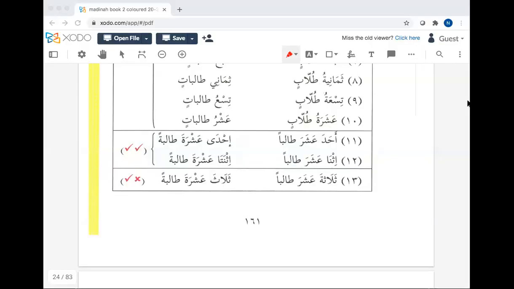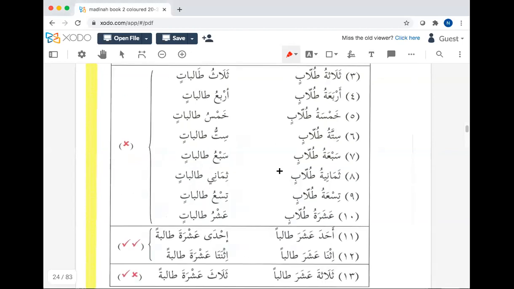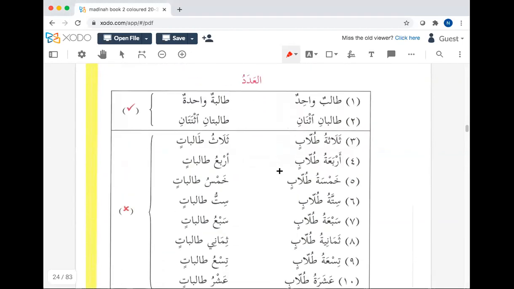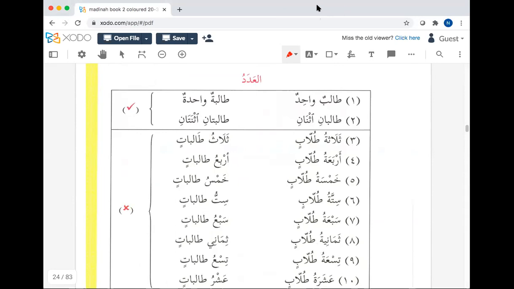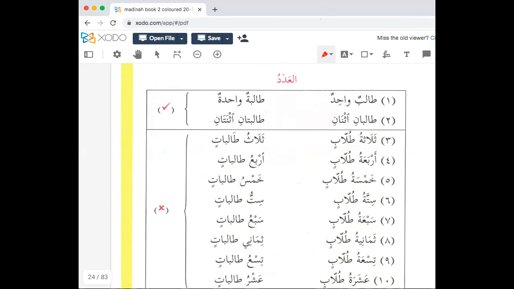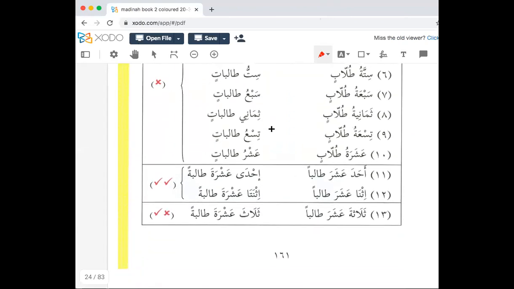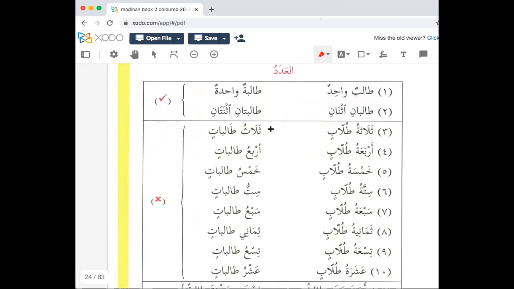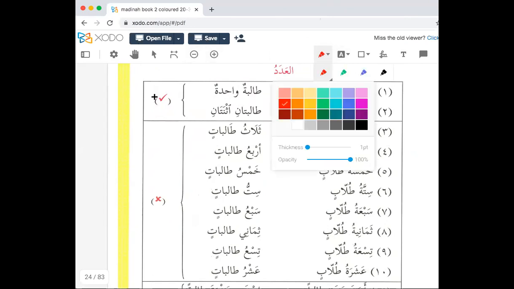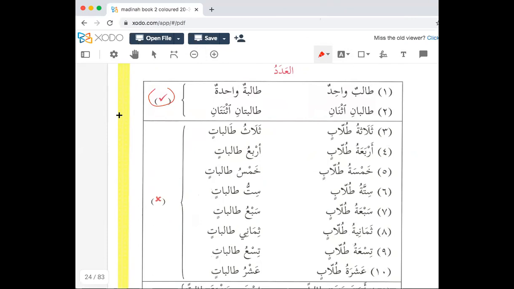Share screen. We don't have much time, but I do want to try to get a quick look at the book, idhnillah. Yeah, here it is. Okay. And we read all this before. We can see now: talibun wahidun, talibatun wahidatun. The gender matches for both. This is what the author is showing us over here. The gender is matching for both.